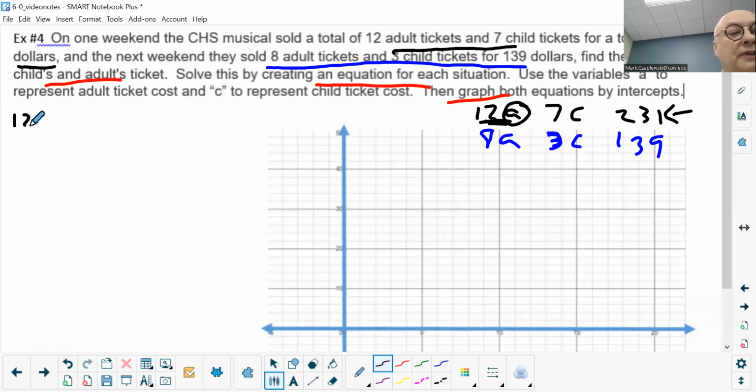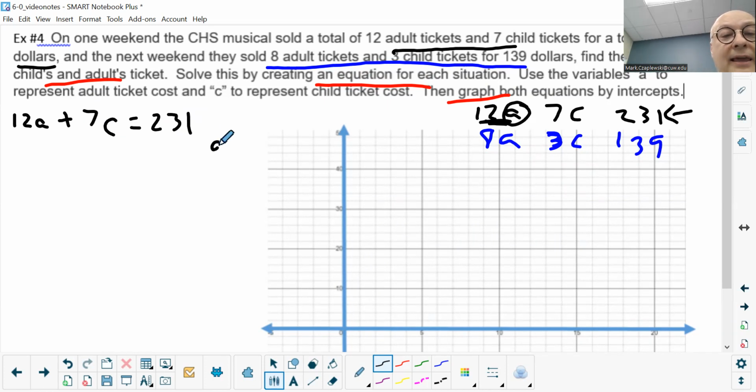So my equation is going to be 12A, so however much that costs, 12 tickets times the price of the ticket. And if I add that to 7 total tickets, but the cost of the child ticket is unknown, and the total amount of money I made when I add those together is 231. So then how are we going to graph this? We're going to do the exact same thing.